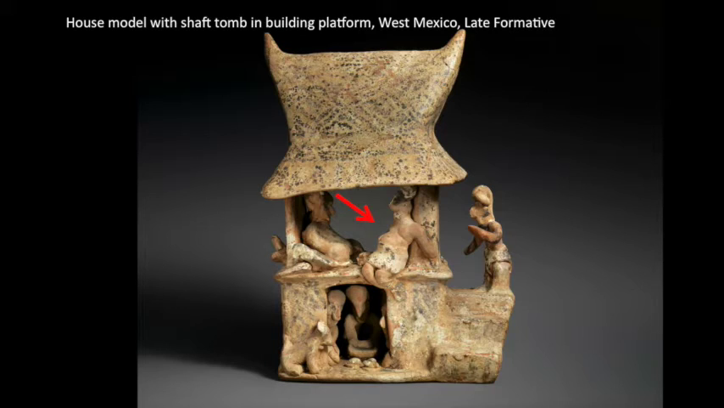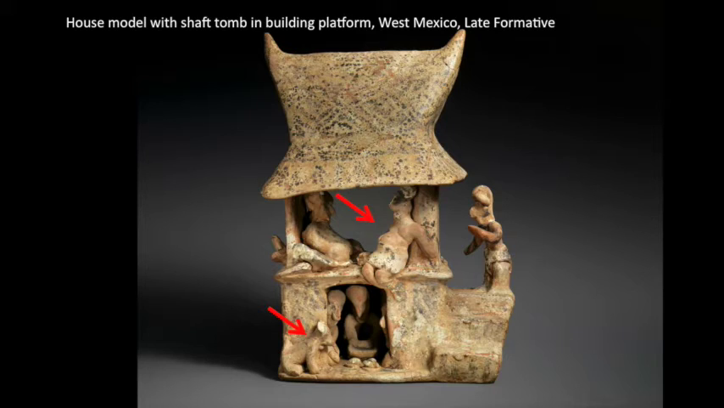Humans are seated in the space above, living humans, as well as in the space below, only these are probably deceased humans. The humans below then would be dead family members. The humans above would be living family members. The humans below, dead family members buried under the house platform in a shaft tomb, just like the tomb found at Huitzilapa below a platform on which a structure would have been built.